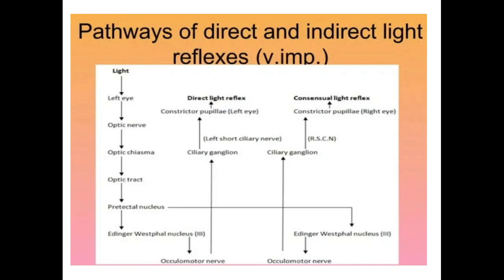In the indirect pathway, the signals travel directly from the retina to the EW and then to the ciliary ganglion. In the indirect pathway, the signal travels from the retina to the pretectal nucleus, then to the EW, the Edinger-Westphal nucleus, that is, and then to the ciliary ganglion.